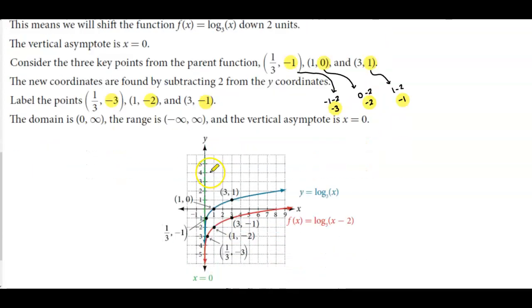So now what we can do is graph those 3 points. And so then we know that the function is still going to go along the vertical asymptote at x equals 0. And then it's going to be an increasing function.